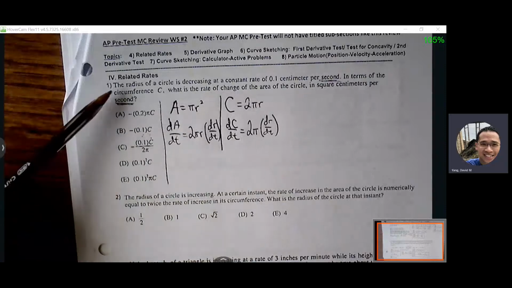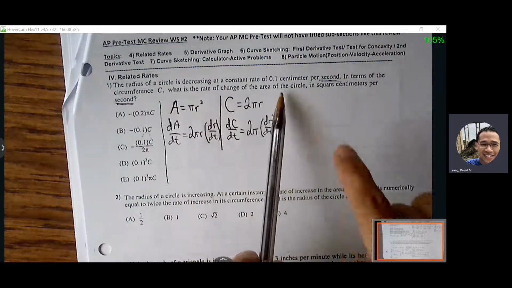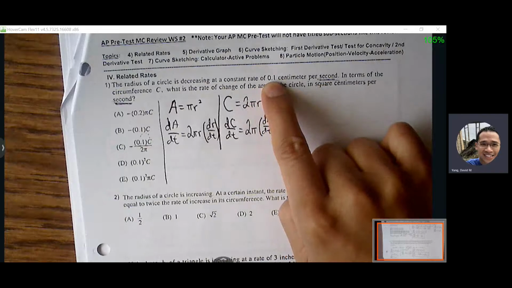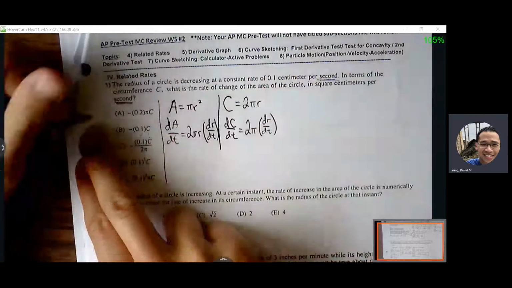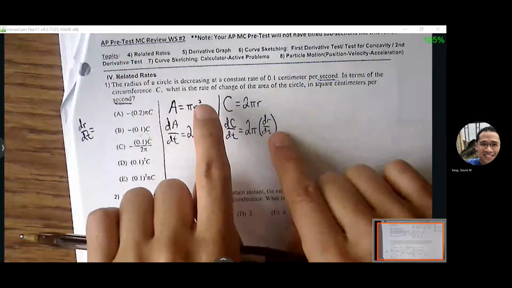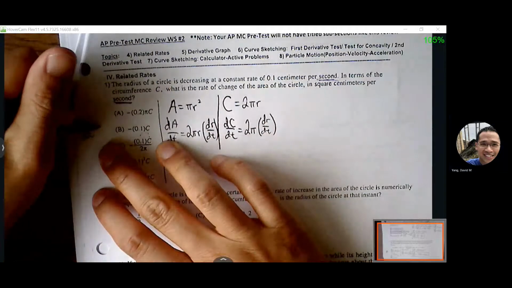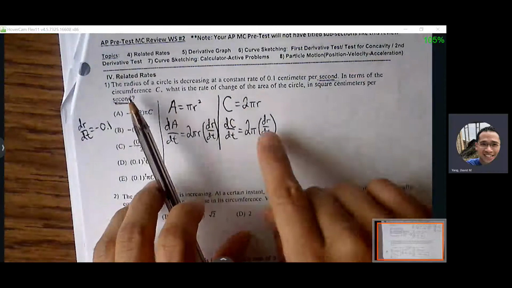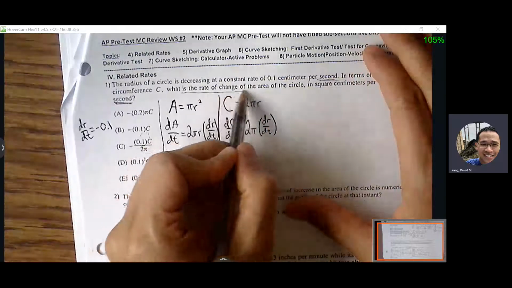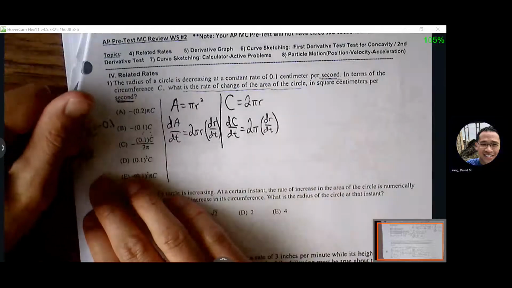All right, let's gather some information from what's provided. The radius of a circle is decreasing at a constant rate of 0.1 centimeters per second. What can we assign that 0.1 to? Which variable is that talking about? dr/dt. Any adjustment we have to make there? Negative, because it's decreasing. In terms of circumference C, what is the rate of change of the area of the circle? What are we looking for? dA/dt. That's the unknown.